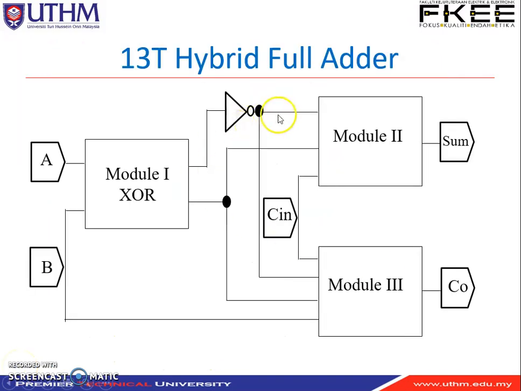This is the block diagram of the 13T hybrid full adder that we use. It consists of 3 modules. The first module is an exclusive OR circuit, and the output of this exclusive OR is connected to an inverter, so right here is exclusive NOR. Then we have module 2, which produces the sum, and module 3, which produces the carry out. The inputs are A and B, and since it is a full adder, we have another input, which is C in.